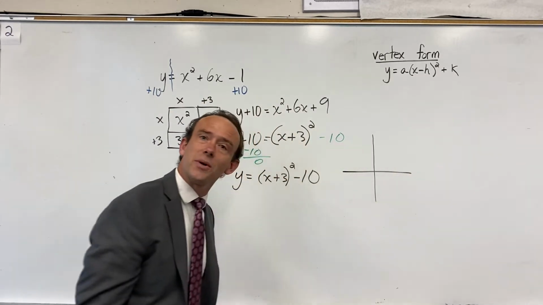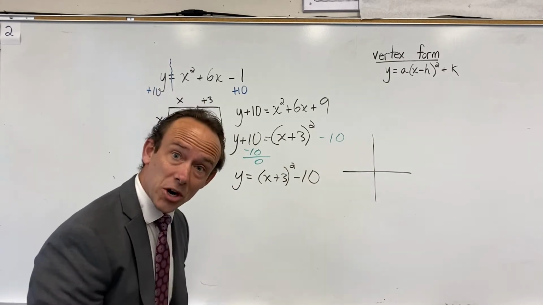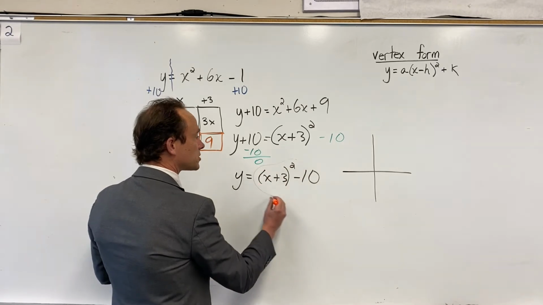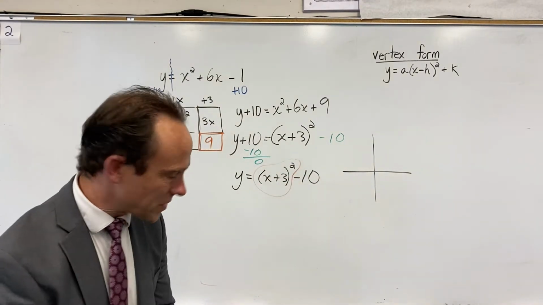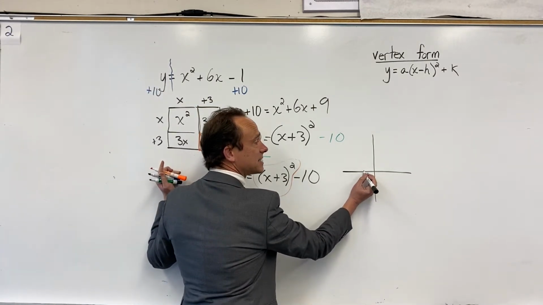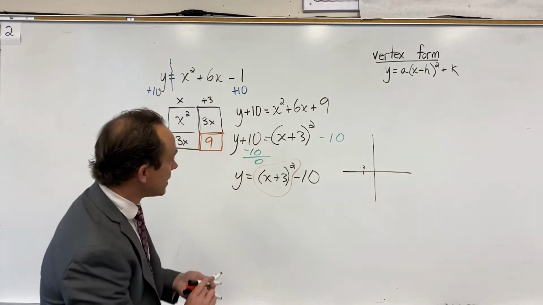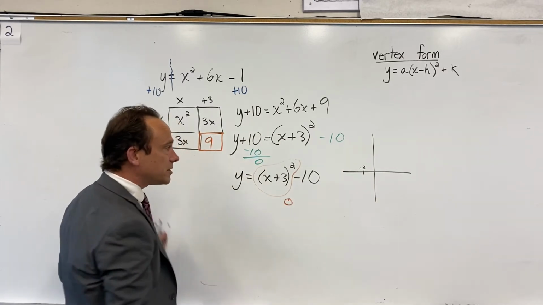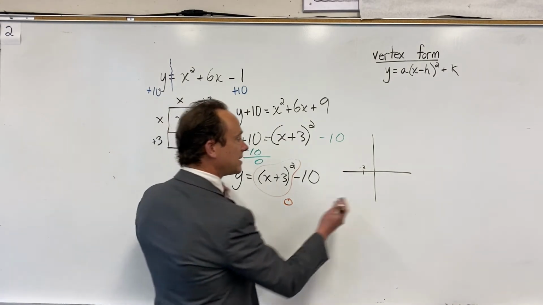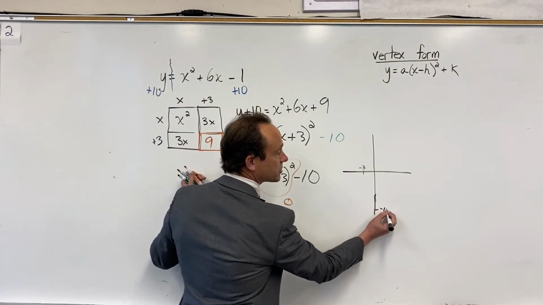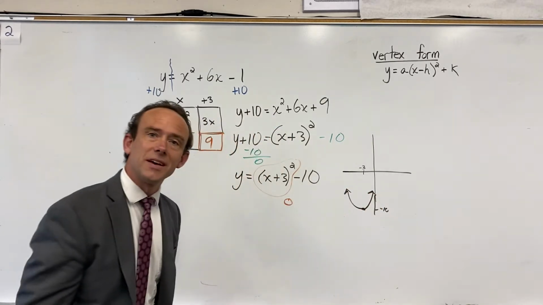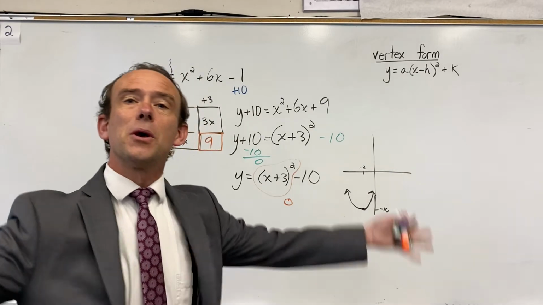All right, well, let's just go ahead and do that. We know that the vertex is going to be when this squared term equals 0, which is going to happen when x is negative 3. So let's go back to negative 3. That's going to make this equal to 0. When the squared term is 0, y is negative 10. So let's go down to negative 10, and you just graph a parabola following the pattern of the parent function.